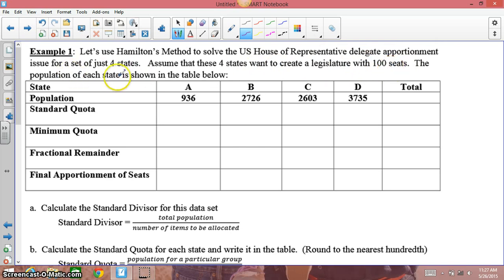So the population of each state here is then noted. We're saying State A has 936 people, State B a little over 2,700 people, State C and State D. Adding all of those up, then we're looking at a total population of 10,000 people.